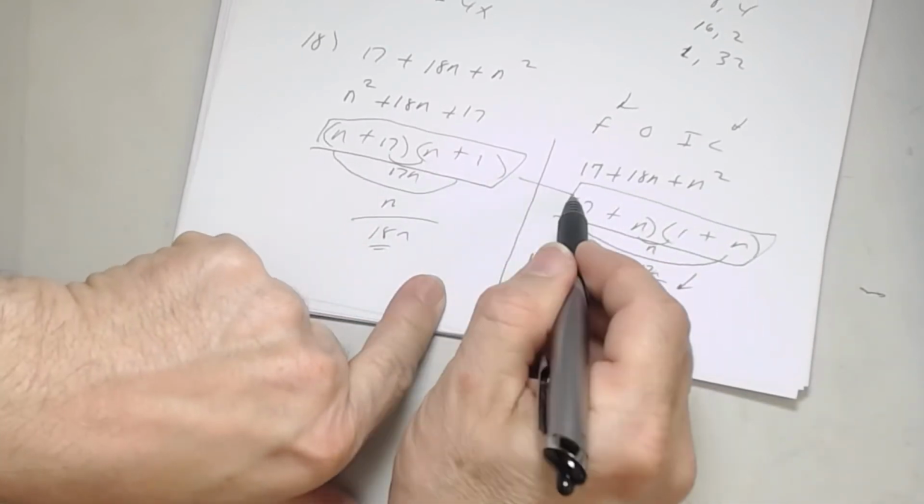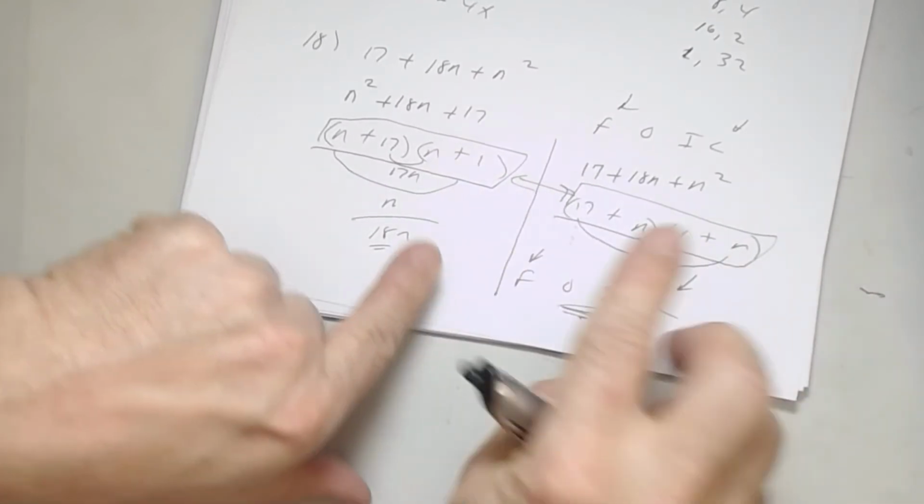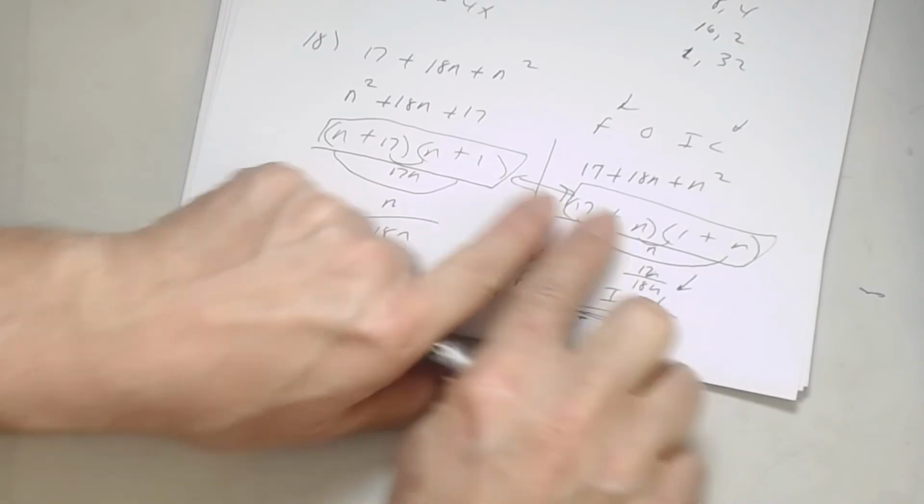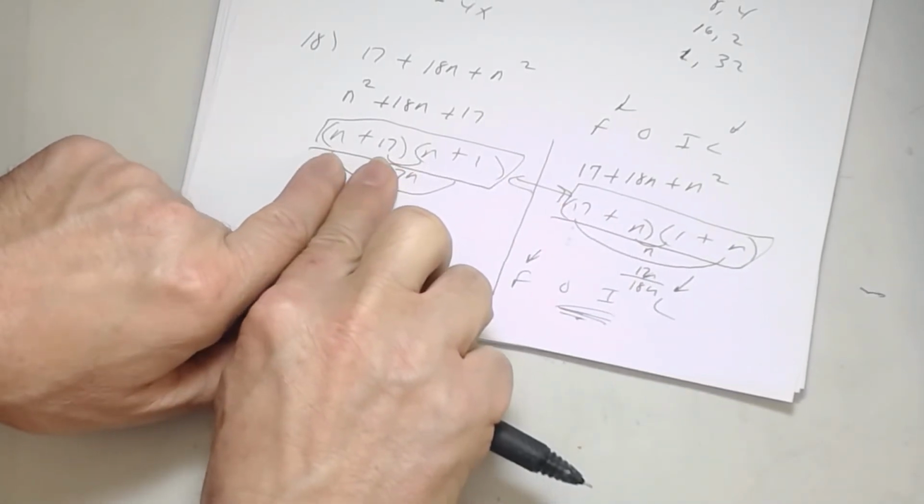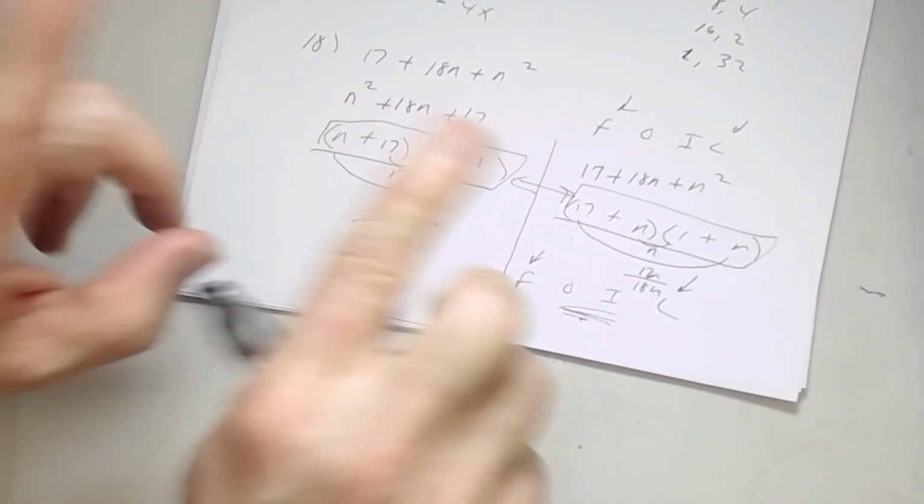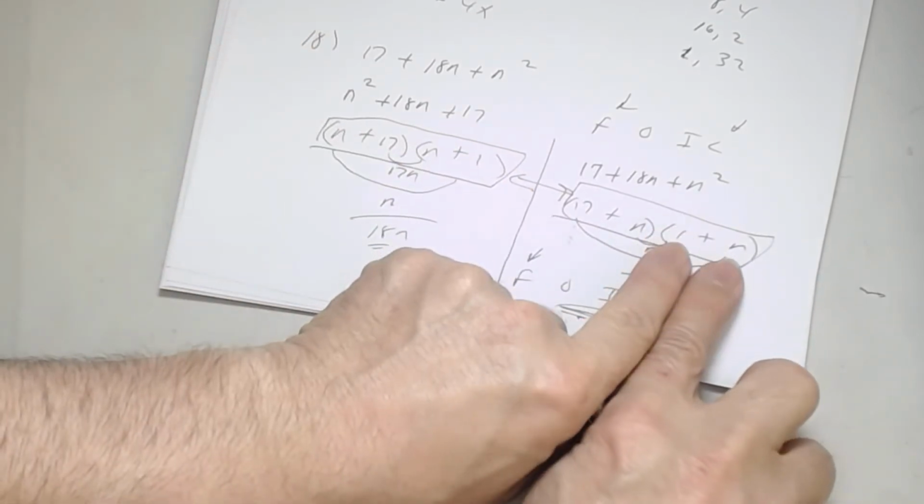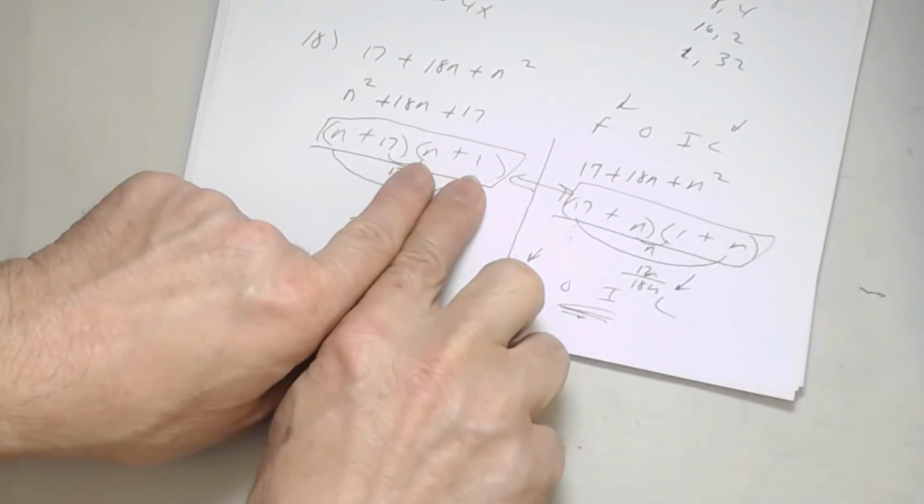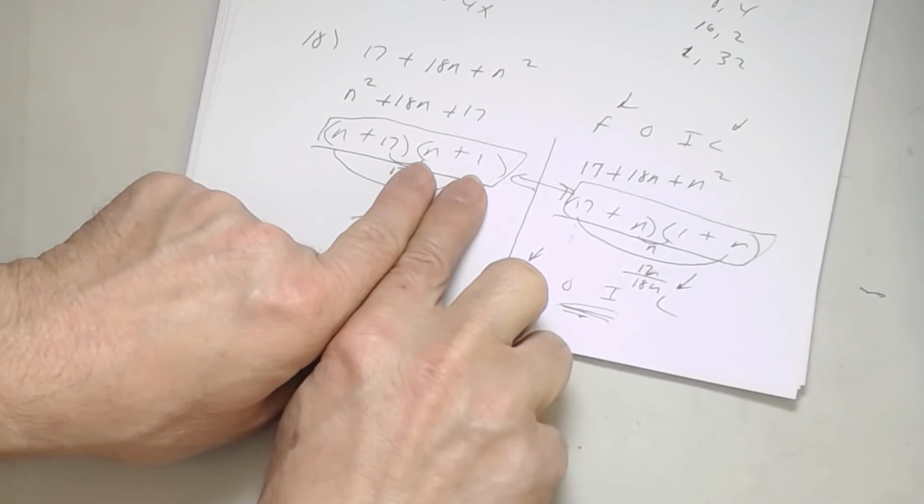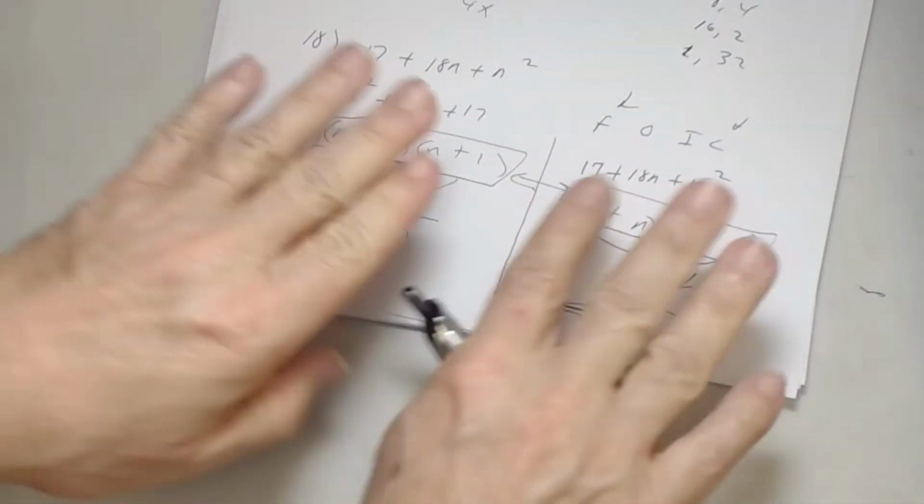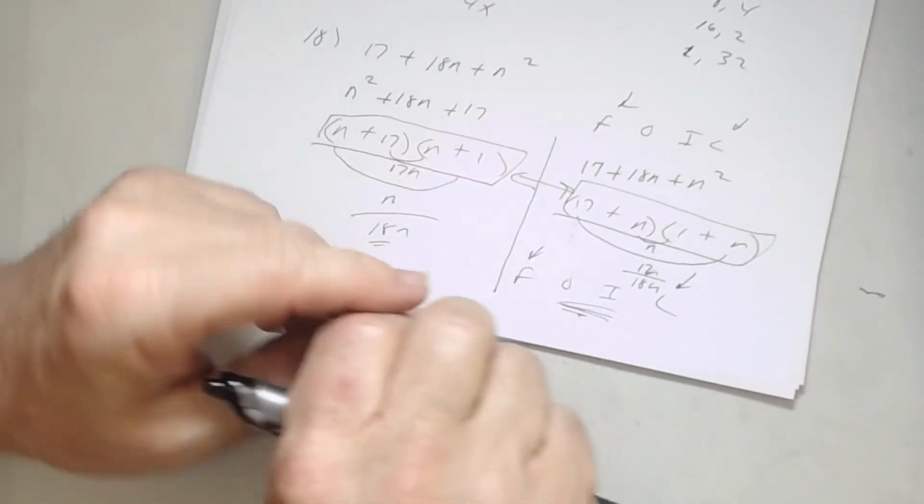I need you to recognize that those two are the same, though. Is 17 plus n the same as n plus 17? Yes, because addition is commutative. Is 1 plus n the same as n plus 1? Yes, because addition is commutative. So it didn't matter whether you put it in descending or ascending order.